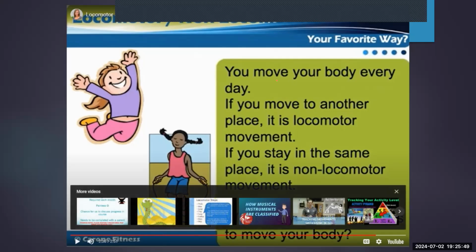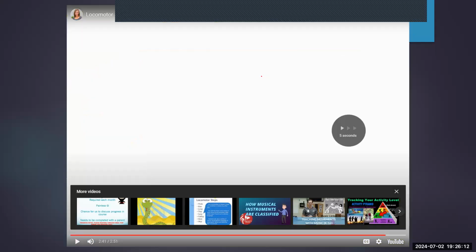All right, we're going to stop it right there. So just to recap, locomotor is going to be when your movements involve traveling from one place to another, like you're walking, running, jumping, skipping. Non-locomotor movements are going to be movements that occur in a place without traveling. So this is your bending, stretching, twisting, swaying, anything where you don't have to move your feet.